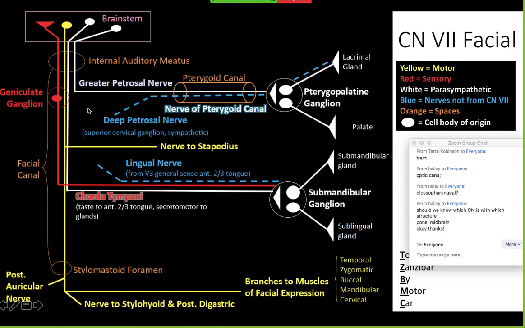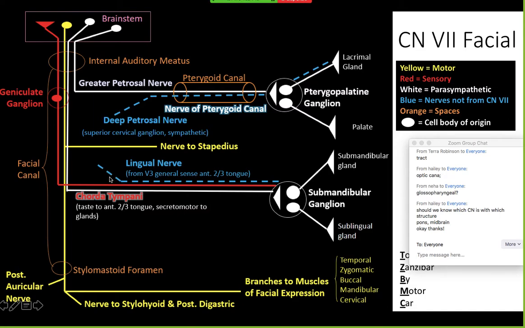Okay. So next, you have your sensory fibers, which are carried by the chorda tympani. And that's going to carry taste to the anterior 2/3 of the tongue. And then also parasympathetic fibers to the submandibular ganglion, and then postganglionic parasympathetics running to both the submandibular and the sublingual glands.